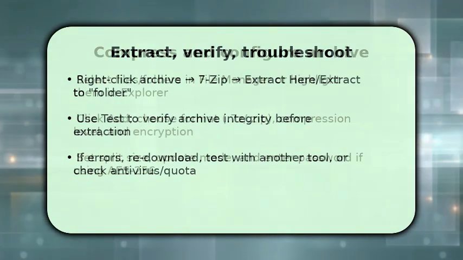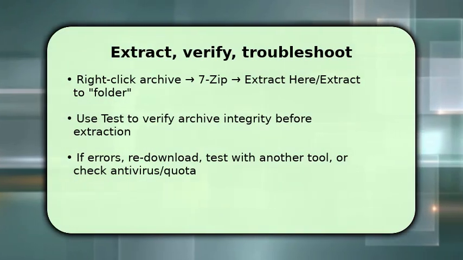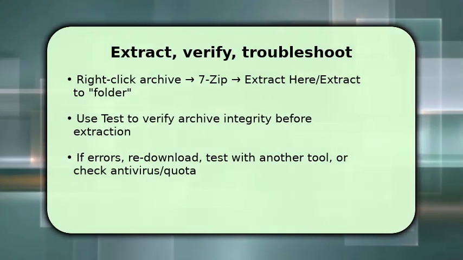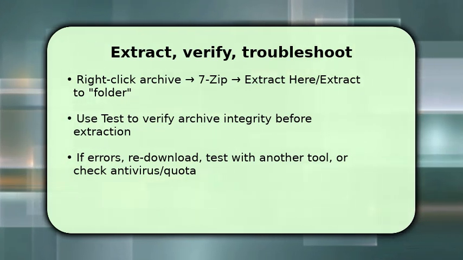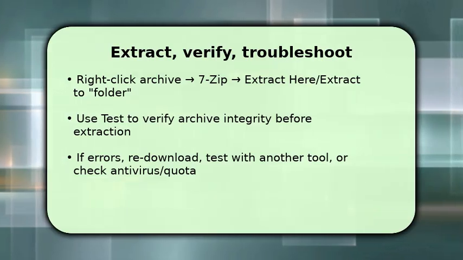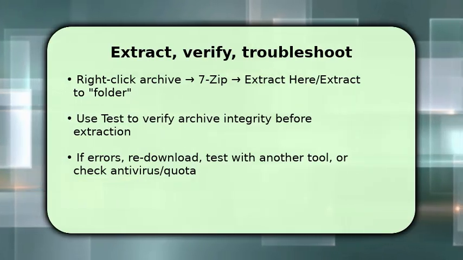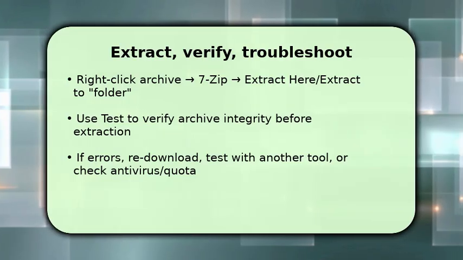Finally, you'll extract and verify archives to complete the task. Right-click an archive and choose Extract Here or Extract to Folder. Alternatively, open 7-Zip File Manager and use Extract with path options. Use the test command first to verify integrity, which saves time on corrupt archives.